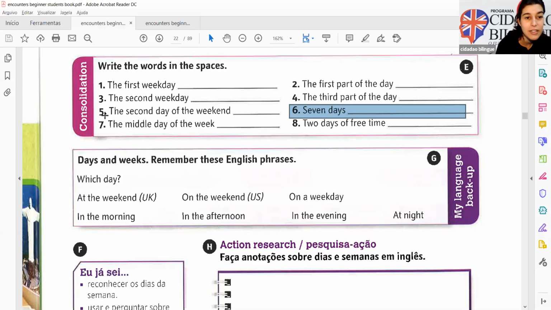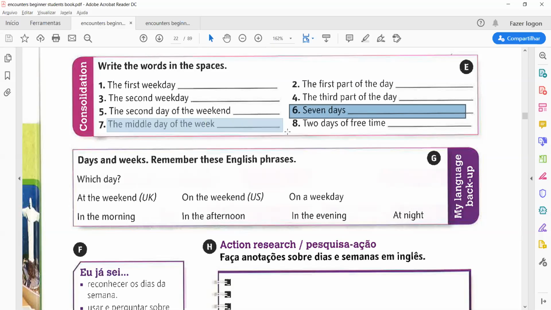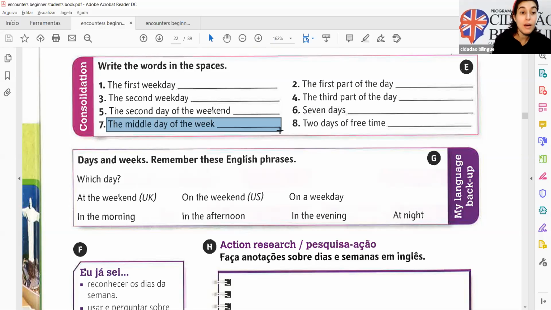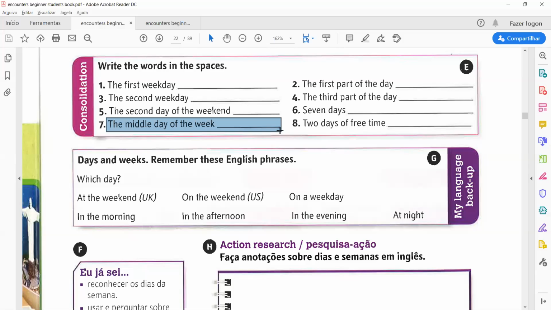Week. 7 days. The middle day of the week. O dia do meio da semana. The middle day of the week. Wednesday? É quarta-feira? Yes, Wednesday. Eu já vou começar a fingir que eu não sei mais o que é português. Então, quando vocês falarem quarta-feira, eu vou falar, what's quarta-feira? Is it Wednesday? Curiosidades, a Vandinha da família Adams, o nome dela em inglês é Wednesday.